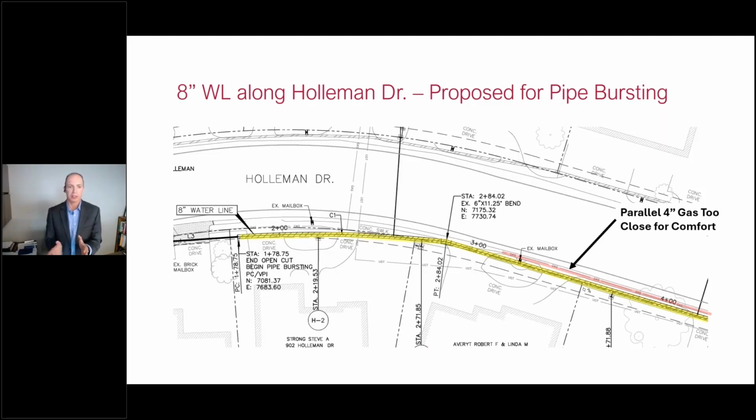But when they started doing some investigation, they discovered that in some areas that gas line kind of swerved around, and they had less than 2 feet of clearance from the water line. And so with that little amount of clearance, they were uncomfortable with proceeding with pipe bursting.